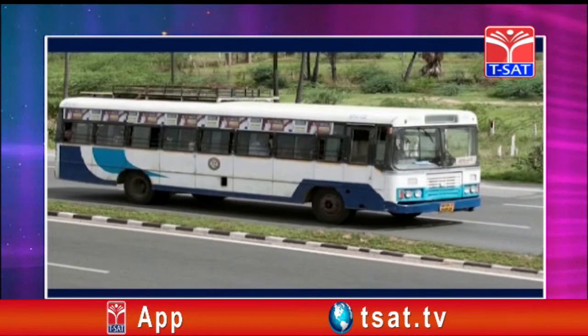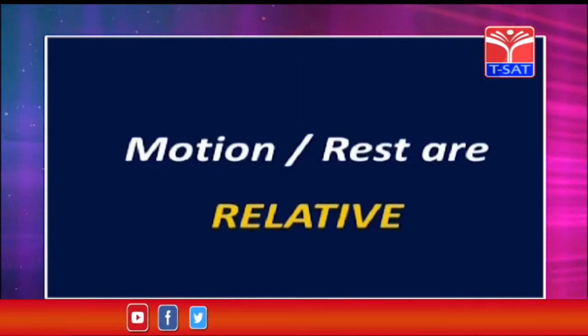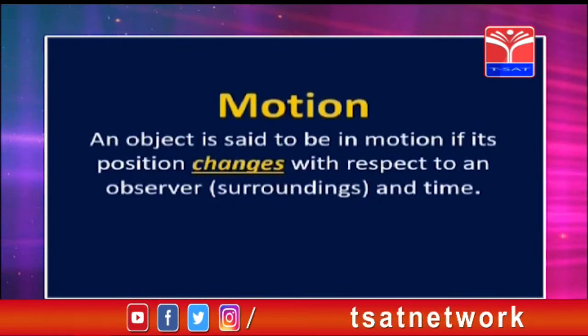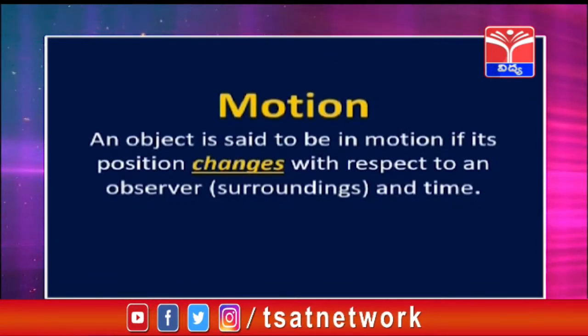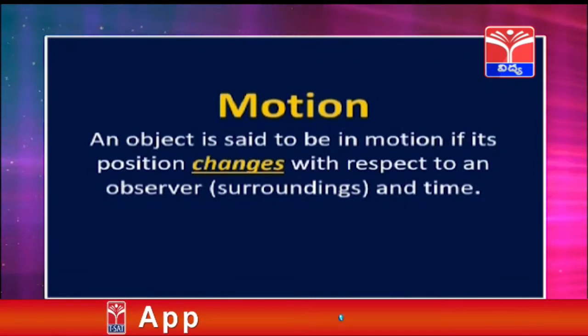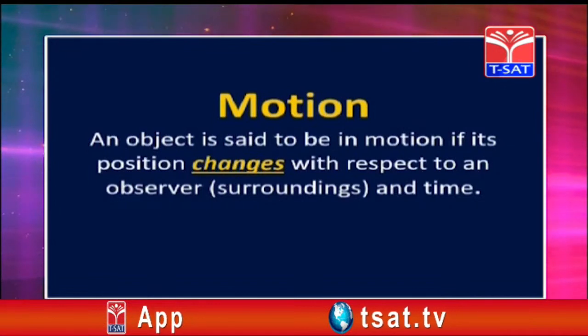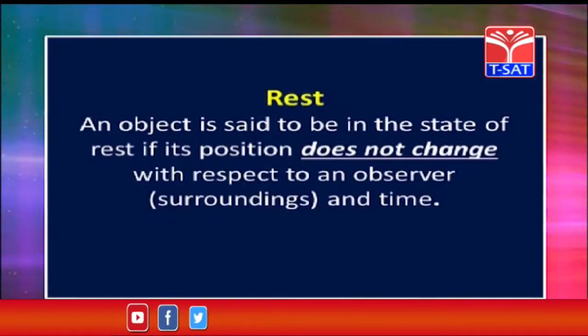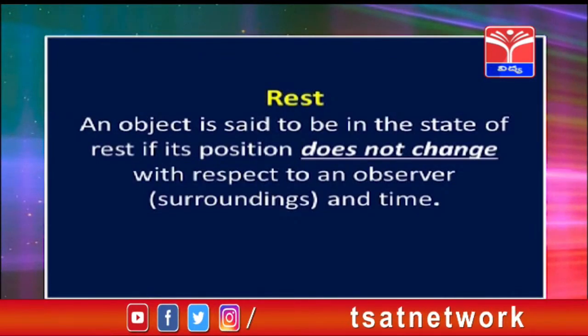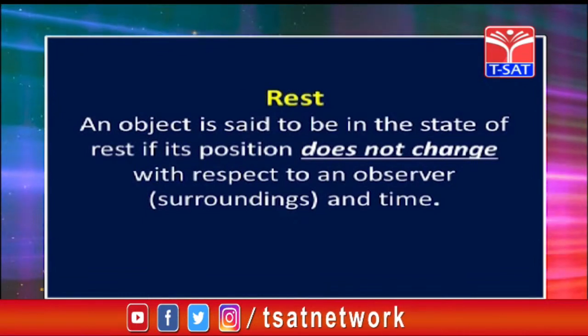So motion is relative. Motion and rest are relative. So let us define what is motion. An object is said to be in motion if its position changes with respect to an observer or surroundings and time. An object is said to be at rest if its position does not change with respect to an observer and time.